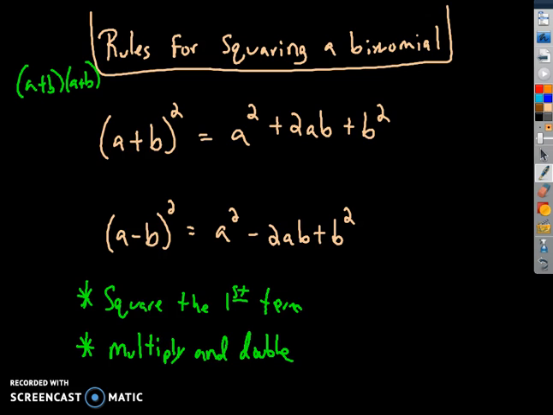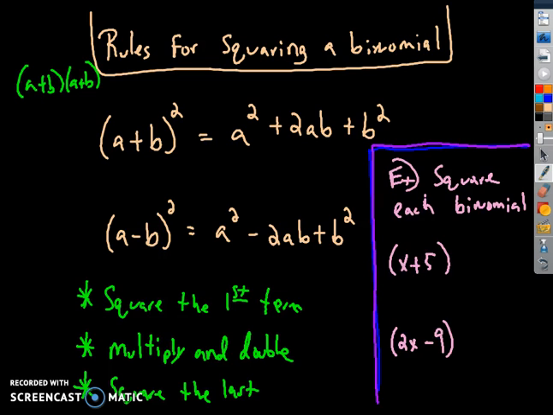multiply them and double, so a times b, then double it, so 2 times ab. Square the last. So whatever the last term is, you square it, so it's b squared. And it works the same with subtraction. And so the middle term, we multiply those together, the middle term gets a subtraction symbol, and then double it. So that's the rule for it. So let's actually do a couple. This is what I mean.